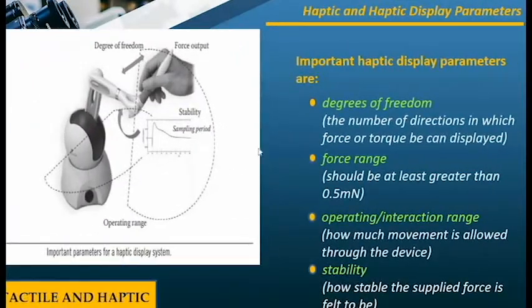So we also have some important haptic display parameters. We have degrees of freedom, which is the number of directions in which force or torque can be displayed. Then force range should be at least greater than 0.5 mN. Then operating interaction range, how much movement is allowed through the device, and its stability, how stable the supplied force is felt to be.